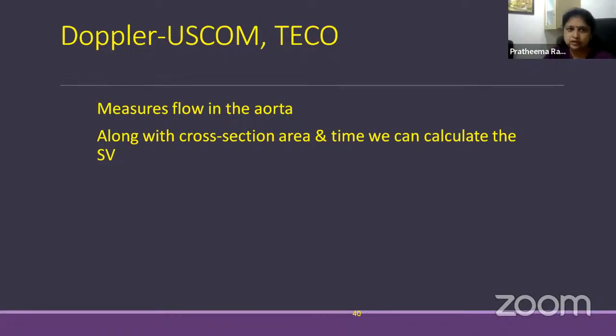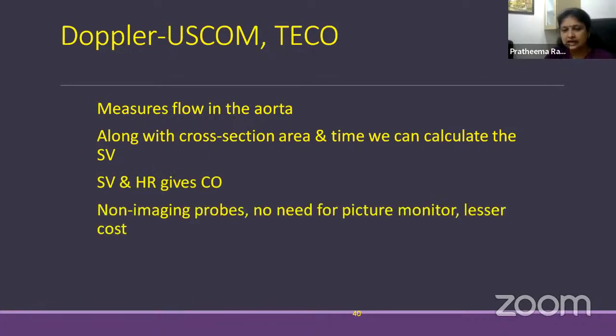In this Doppler, we can measure the outflow of the heart. In hemodynamic monitoring, all the monitors are concentrated at the aortic root. That is where they take the cross-sectional area, which is measured along with the movement of blood and the time it takes to move, and SV is calculated. So with stroke volume and heart rate, it gives us cardiac output directly. We can get a number on a screen.